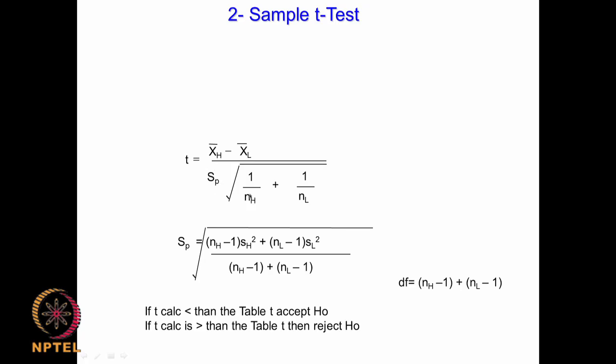If you look at it very carefully, for one sample we used to have SP divided by square root of n. So, this is almost analogous to that. Here we have the square root of 1 by NH plus 1 by NL times SP, but here SP looks slightly different: NH minus 1 times SH square plus NL minus 1 times SL square, divided by NH minus 1 plus NL minus 1. That is the equation for SP here. So, there are some similarities with the normal t equation for one sample t test. So, it is quite simple.